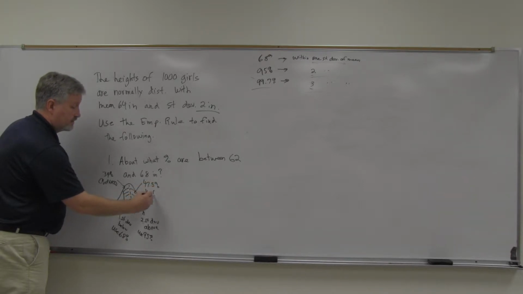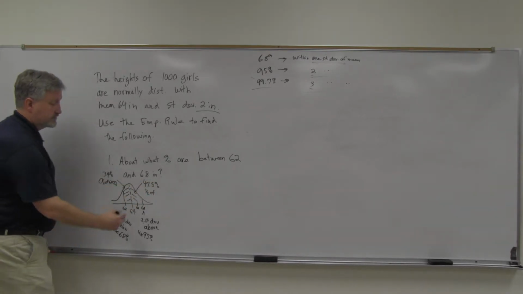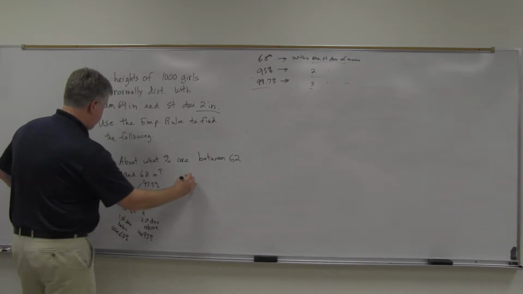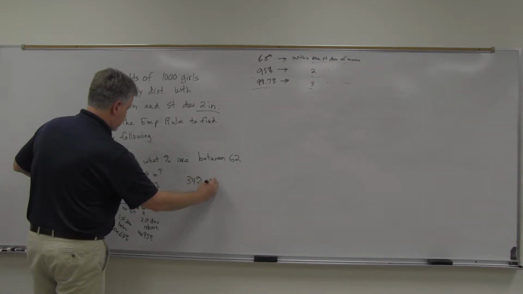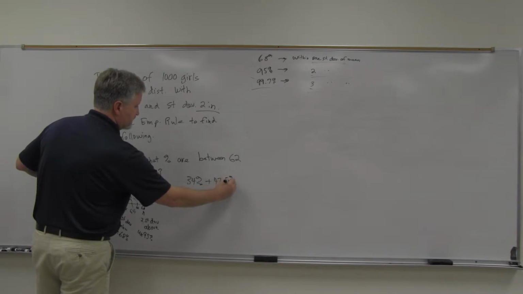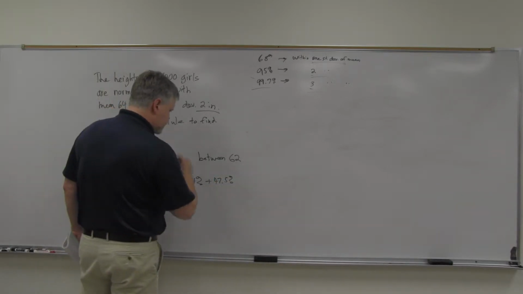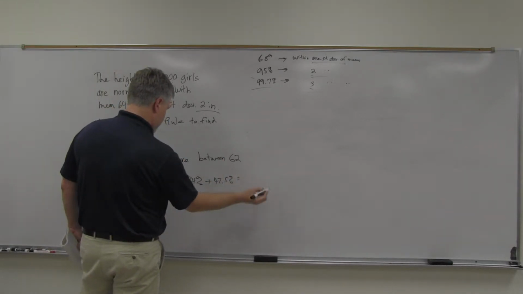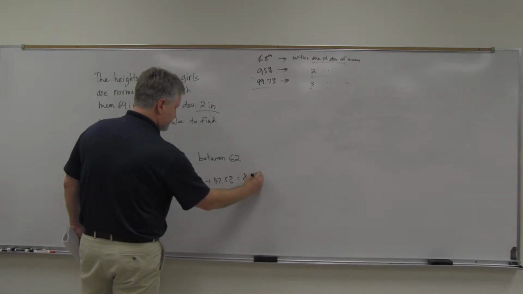So you add those up. Just add those together: 34 plus 47.5 is 81.5. Okay, so that's 81.5, is that what you said?